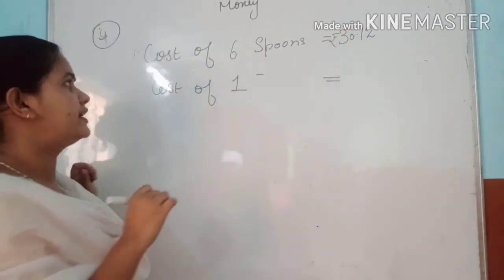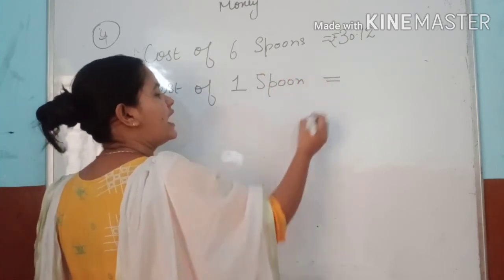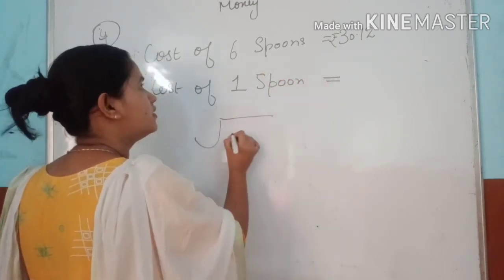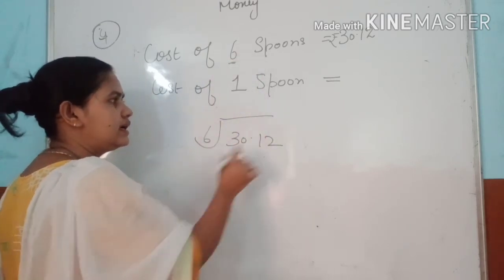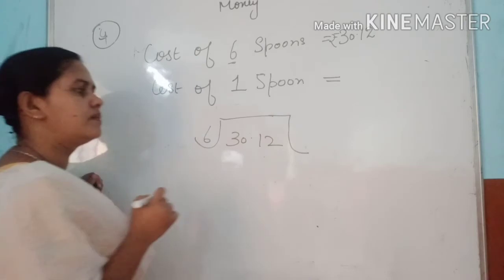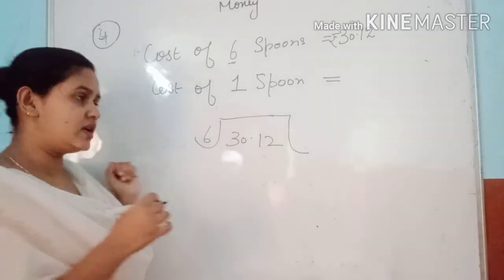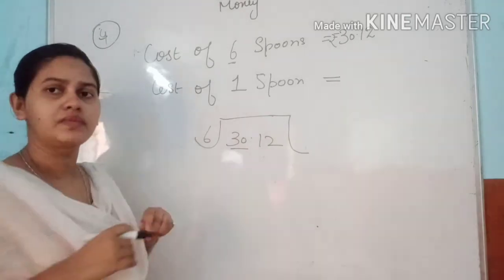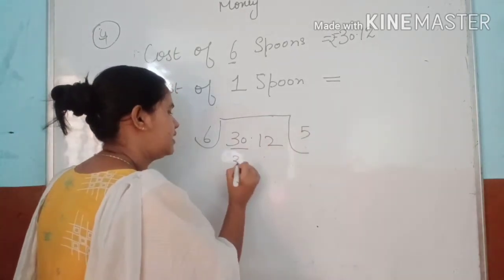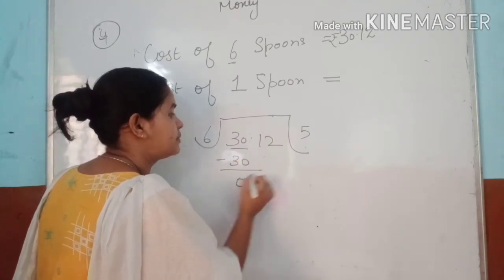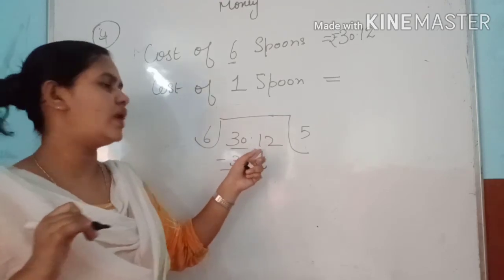Now we have to find the cost of 1 spoon. As we have our 30.12 and 6 spoons, here is 3 and here is 0. So simply you can see we will take 30. 6 5s are 30. 5 will be here and 30 will be here, and we will minus it. It becomes 0. And again you can see now that 1 never comes on 6.